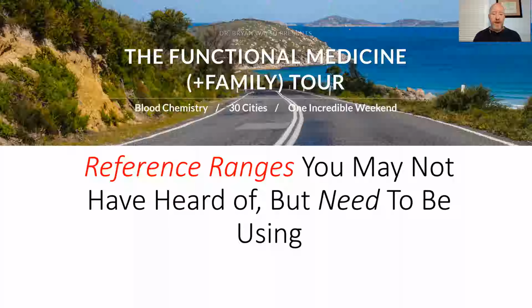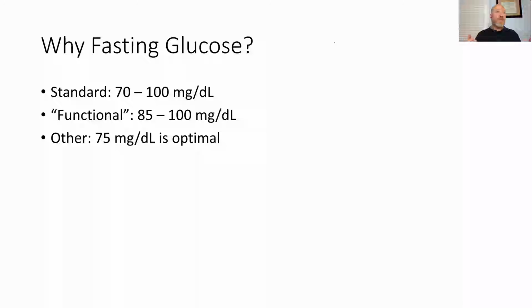Now in this one, we're going to talk about some reference ranges that you may have heard about but need to be using. Specifically, we're going to be talking about fasting glucose, which you may think, well, why fasting glucose? The reason is because there's such disparity as to what a healthy, optimal fasting glucose is. If you look at conventional medicine, it depends on the lab. It might be from 70 to 100, maybe even 70 to 105 or 110, depending on the lab.